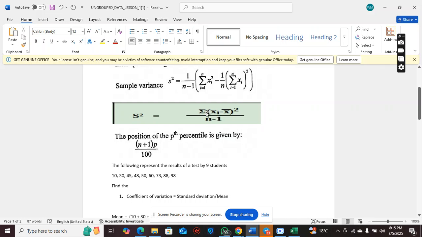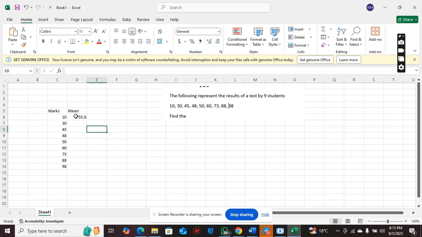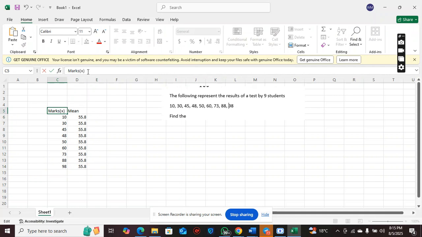I'll use this one here. This is the one I'm using. Okay, so the mean, we just put it here. So remember, you have to subtract. So the mark, I'll denote it as x, then the mean as x bar. So remember, the first thing you need to do is subtract the mean from each mark.